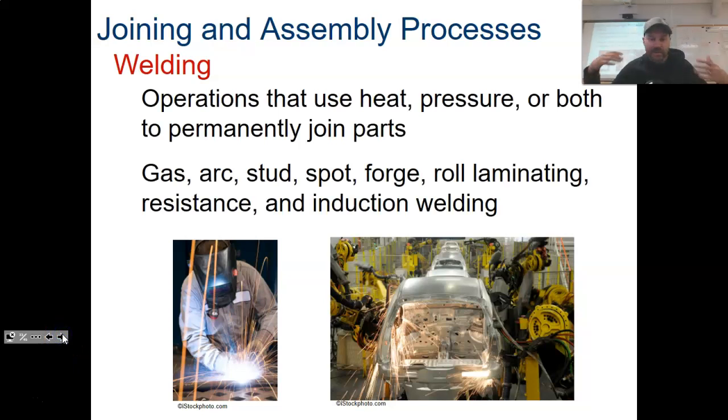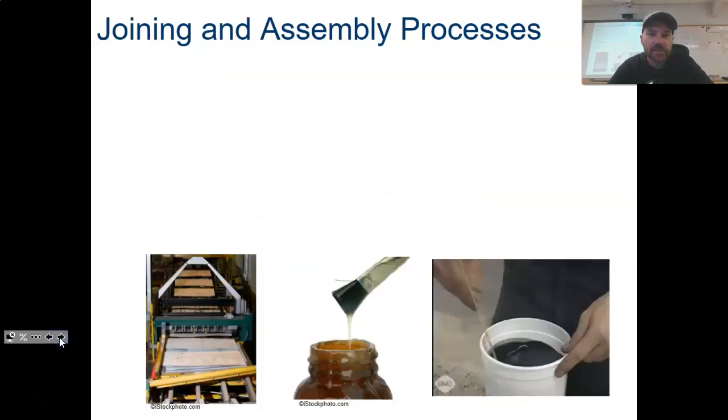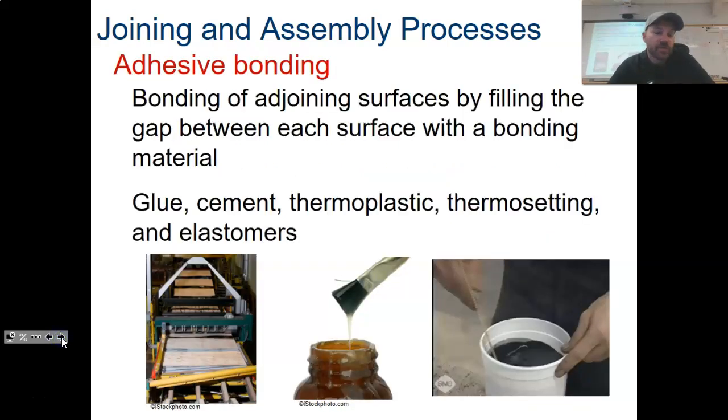Welding, you get enough heat to melt two metals together, and then you maybe put a little filler in there to fill the excess. Using adhesives, we can use glue. I mean, there are all different types of glues. Resins, oh boy.